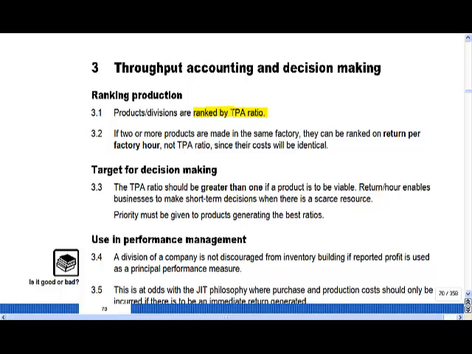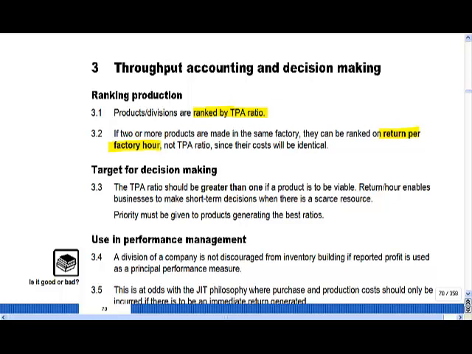Now just note here, if you've got two or more products that are made within the same factory, you don't have to go as far as calculating the throughput accounting ratio. The factory costs will be the same for the factory. We don't try and carve them up amongst the products, so they're going to be identical. So the only thing that's going to change is your return.